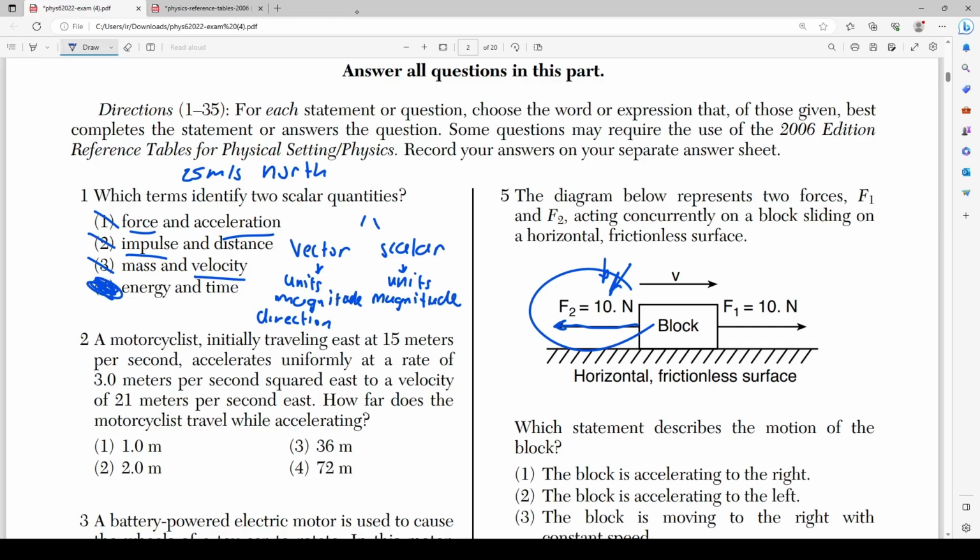Usually scalar values are units of measurement, and time and energy are definitely units of measurement, right? Time, there can't be any direction with time, right? 5 seconds is 5 seconds, right? You can't have 5 seconds north, doesn't make sense. Same thing goes for energy, like 5 joules is always going to be 5 joules, right? 5 joules north doesn't make sense, 5 joules south doesn't make sense. That's all, right? So just know that the distinction is direction.